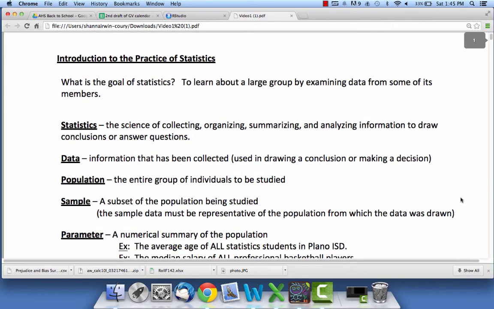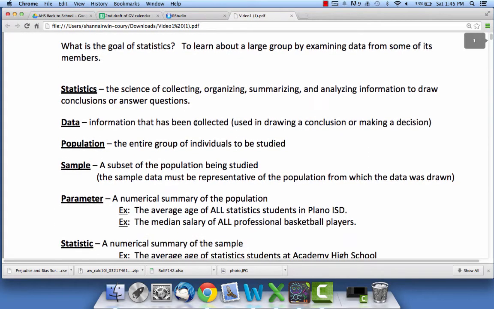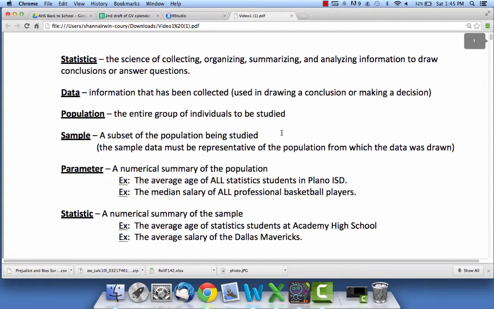So the first thing is that the purpose of statistics is to be able to take information from a sample of people or households or animals or whatever, and then try to learn about everyone from that. Statistics is defined to be the science of collecting, organizing, summarizing, and analyzing information to attempt to draw conclusions. Data is information that has been collected.